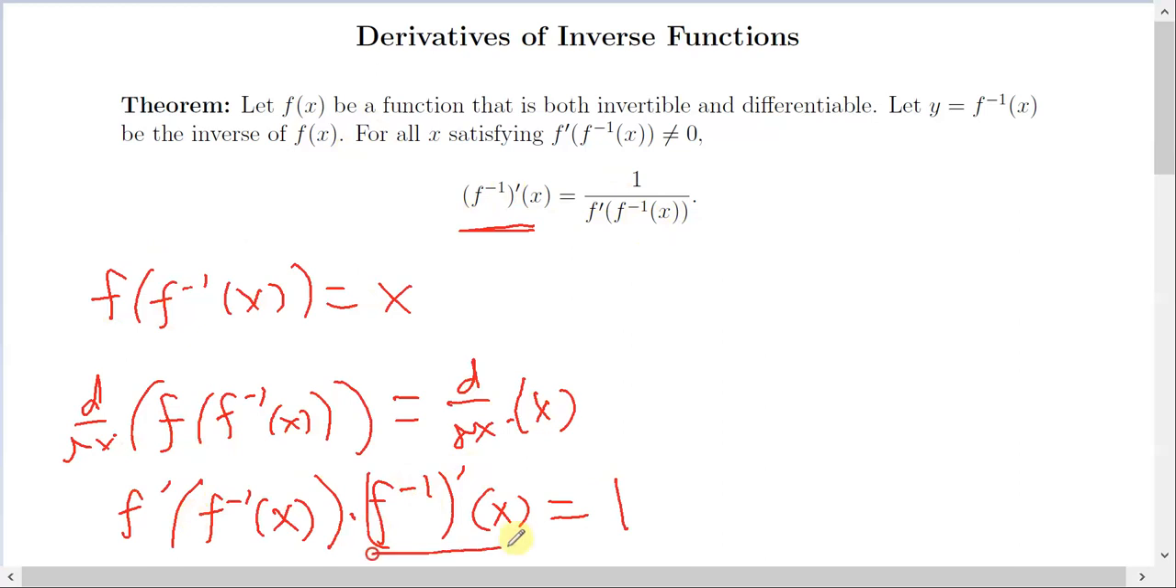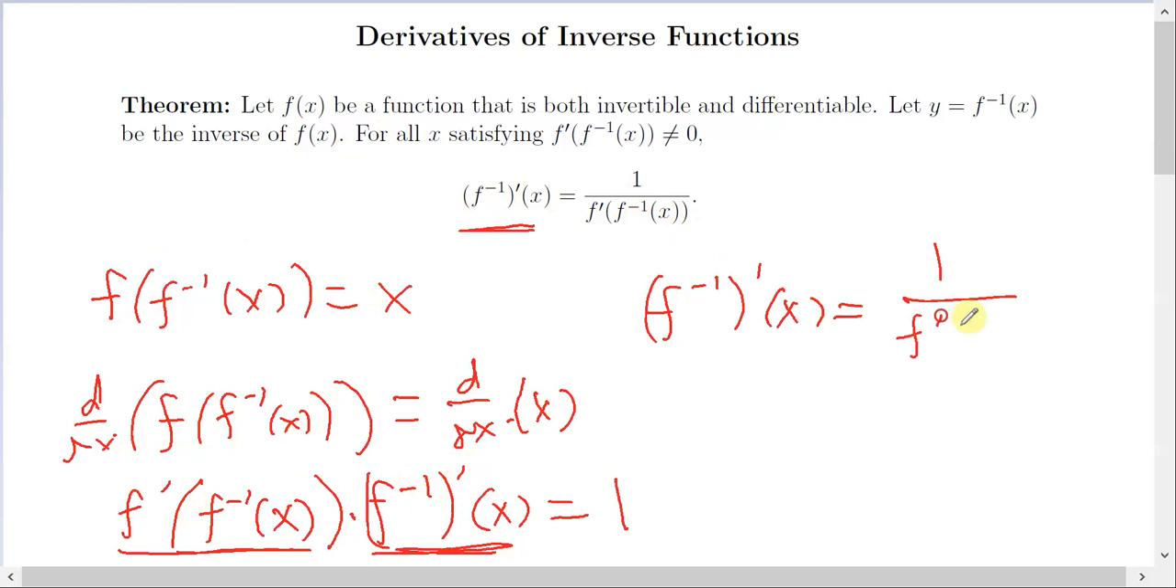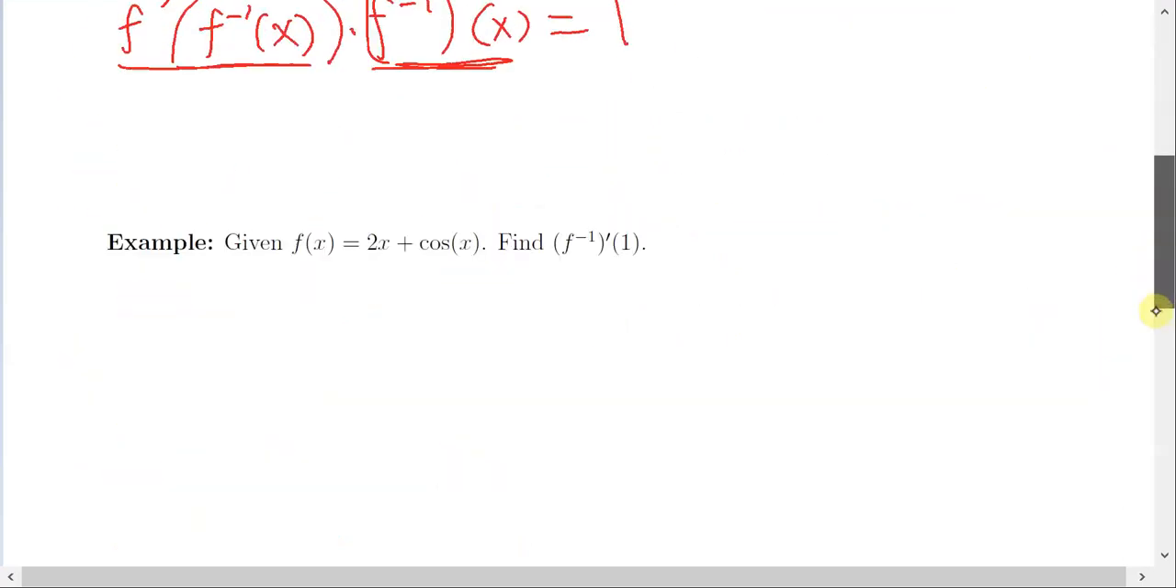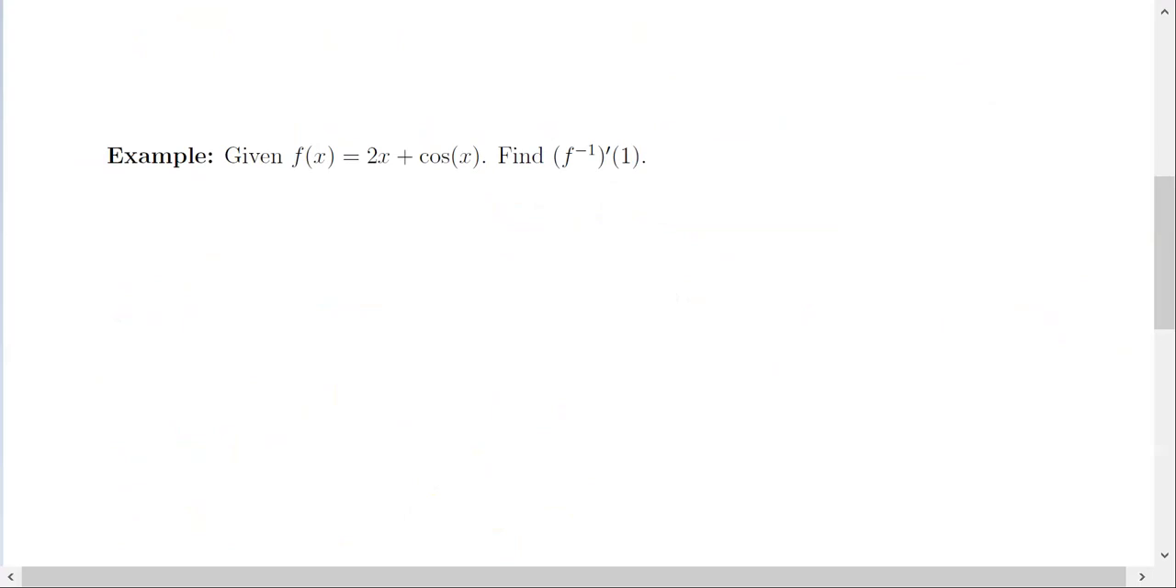And now I can solve for the inverse derivative: it is 1 over f prime of f inverse of x. So that's the formula. You can sort of see where that might come from, and let's use it. I'll show you a couple of places where it's useful.